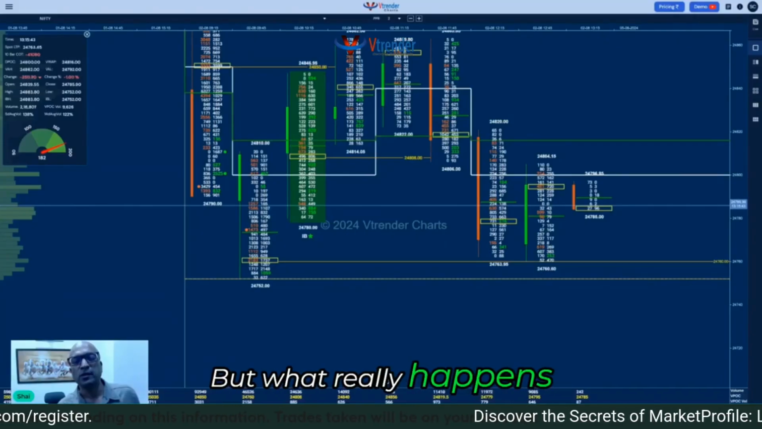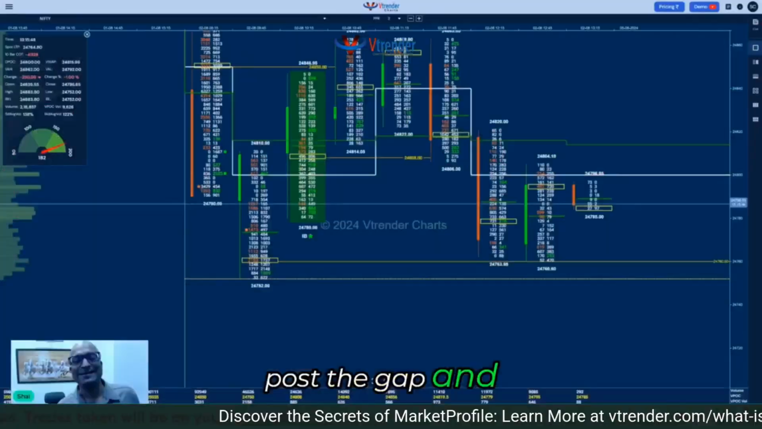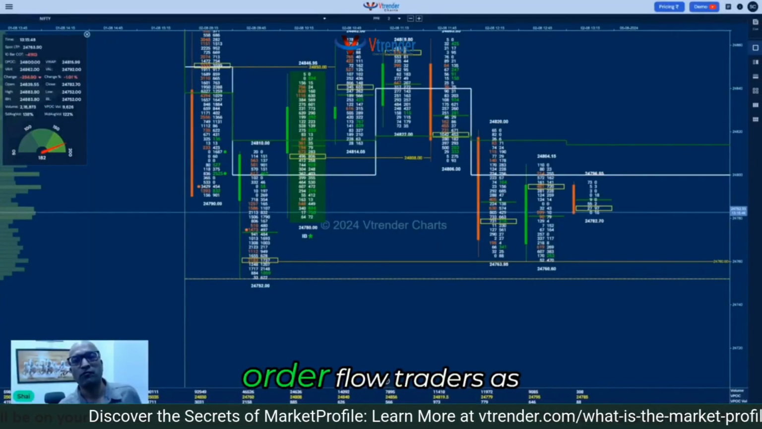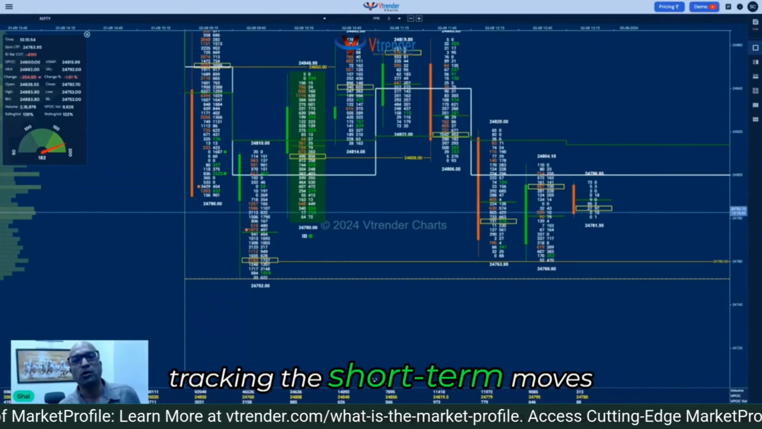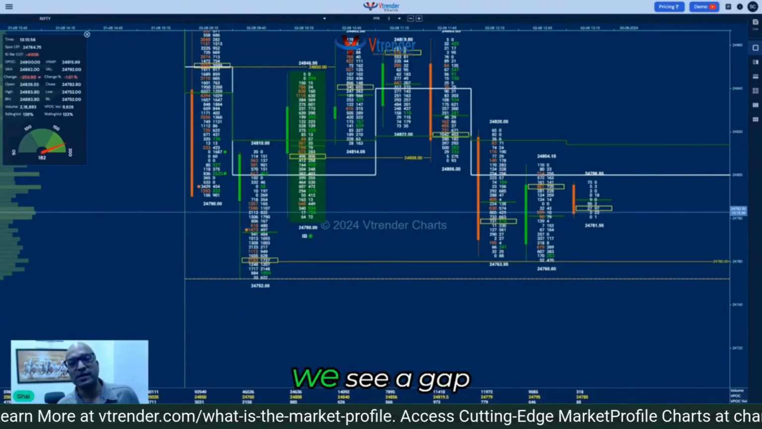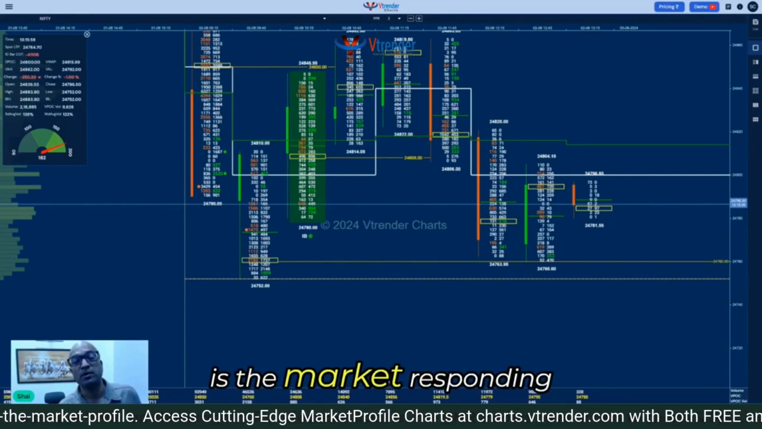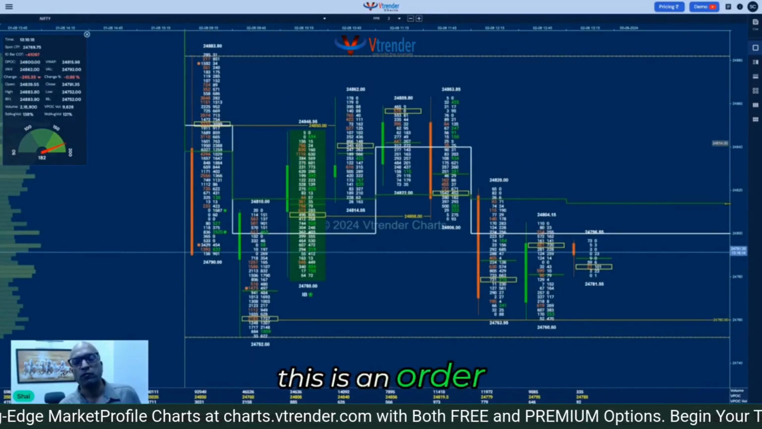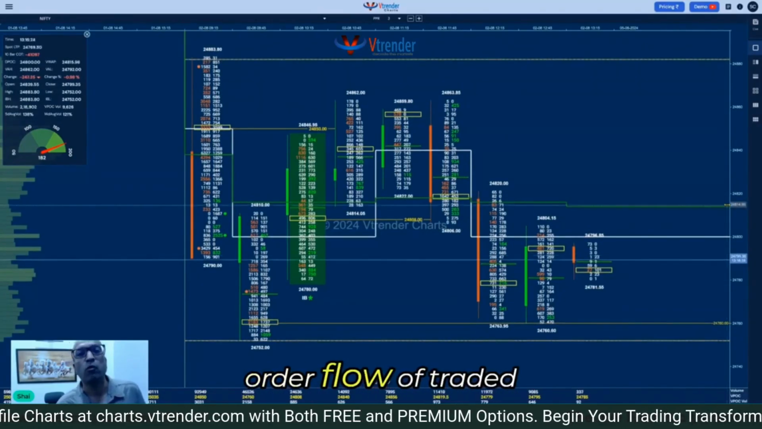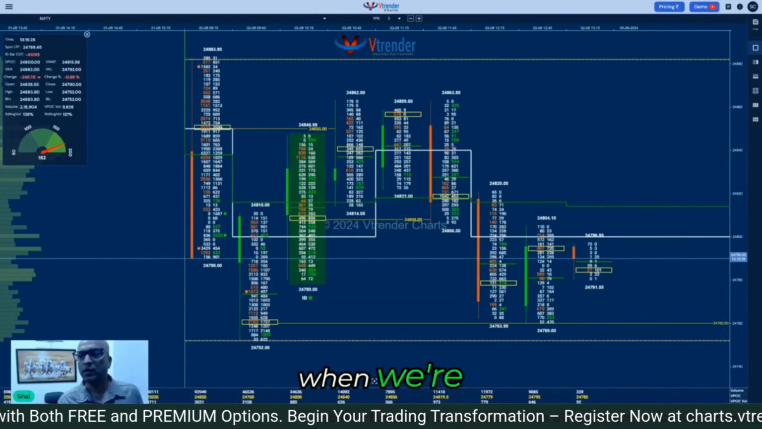But what really happens into a gap is what the market does post the gap. And that is what we focus on as order flow traders, as derivative traders who are tracking the short-term moves of the market. Whenever we see a gap, the most important takeaway for us is how the market is responding to that gap. This is an order flow chart of traded volumes, right? Now, there are a few things we look at when we're looking at this chart.